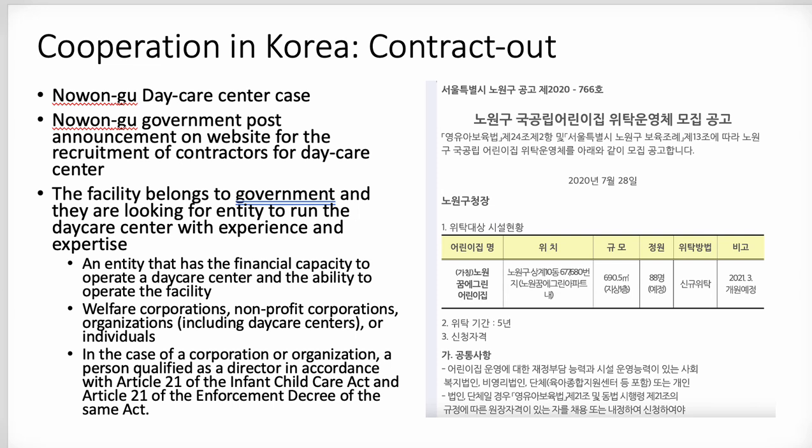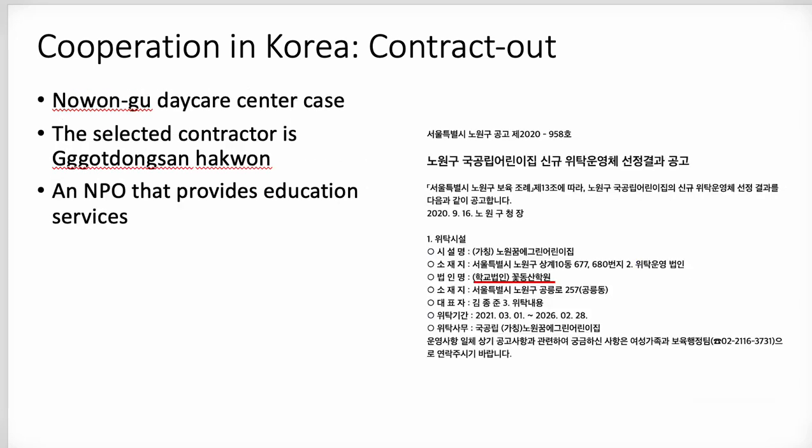So one of the examples is No One Goes Daycare Center's case. They posted an announcement on the website for the recruitment of contractors for the daycare center. The important part is that the facility belongs to government and they are looking for entities with experience and expertise to run the daycare center. So for the case of 노원구, 꽃동산 학원 is selected, which is an NPO that provides educational services.